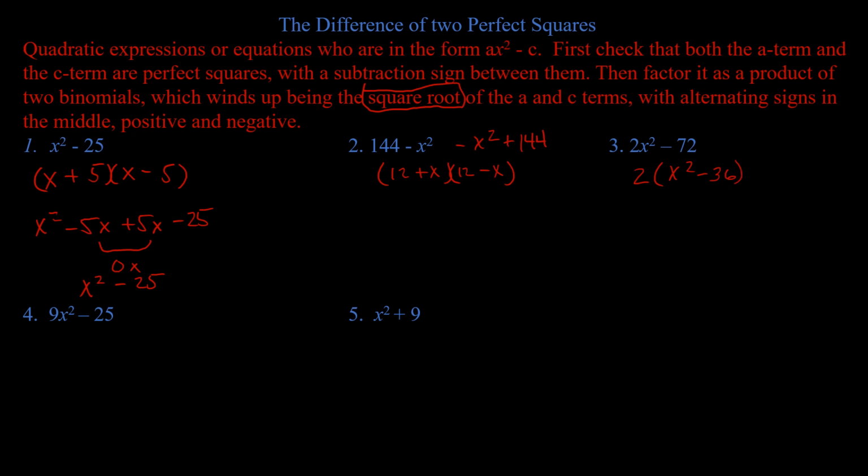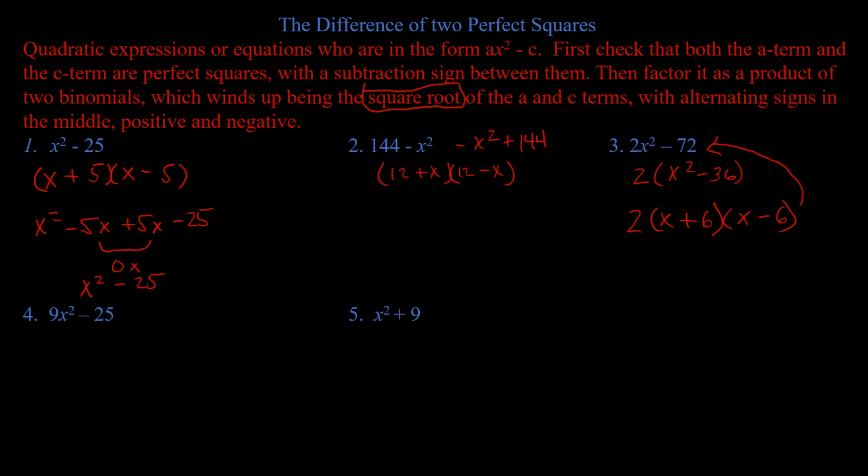Now I factor this x squared minus 36. That c value is a perfect square, so now I can do the difference of perfect squares. So 2, and now I'm factoring the x squared into x, and the square root of 36 is 6, so that's going to be a positive 6 and a minus 6. And again, if you FOIL this and then multiply it by 2, you should get back to that 2x squared minus 72.